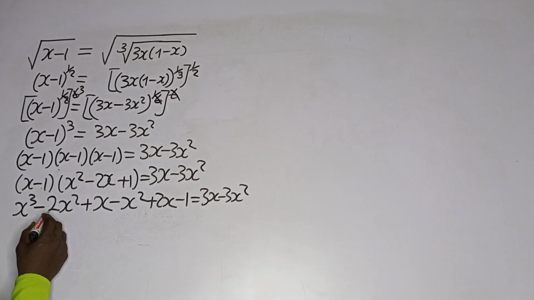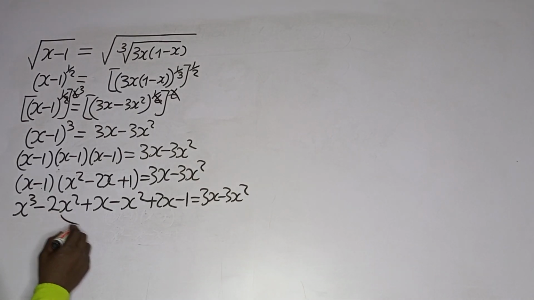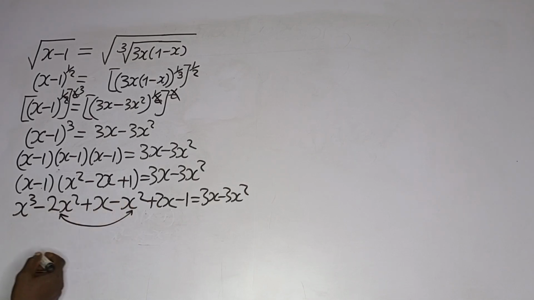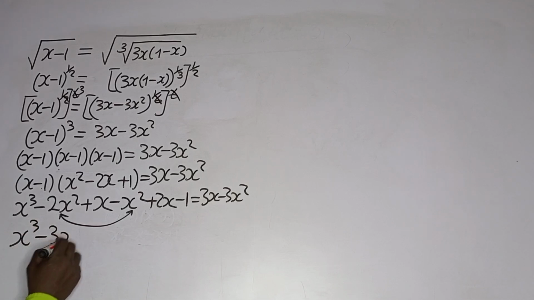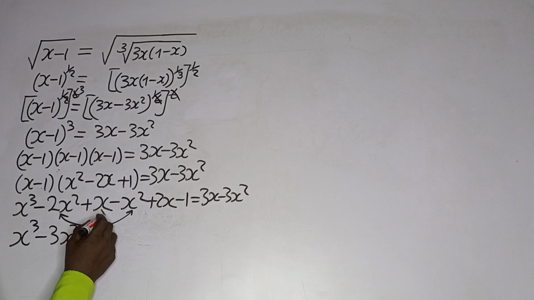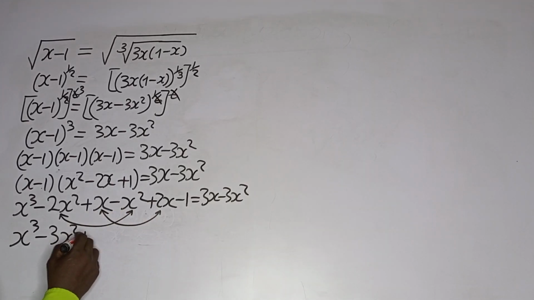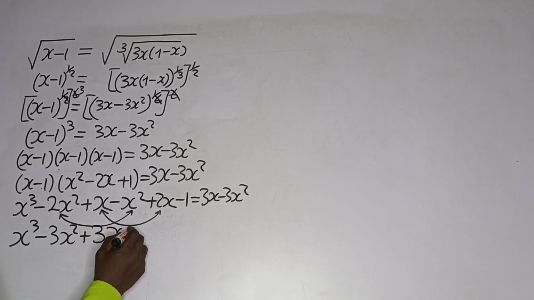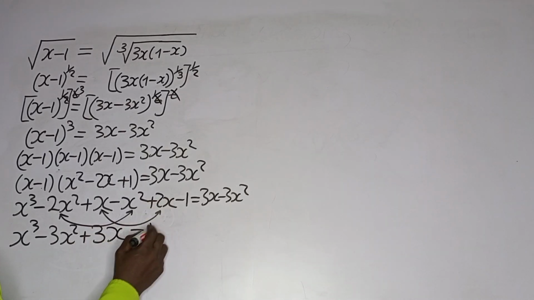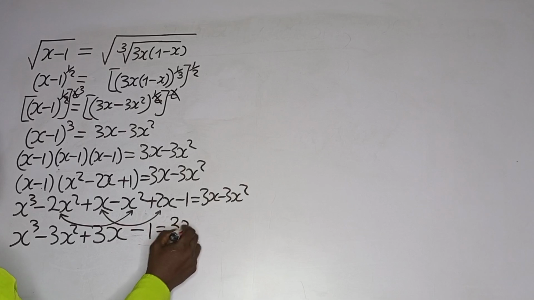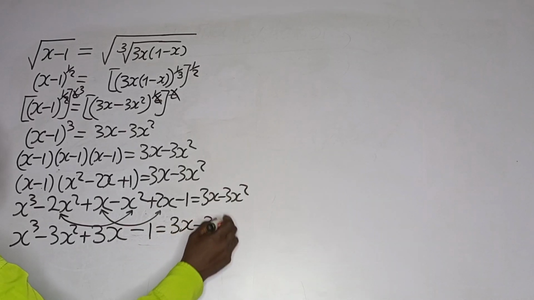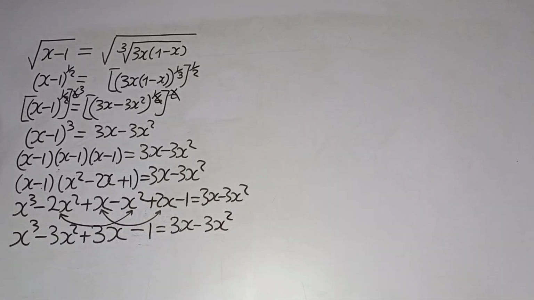Now we see negative 2x squared and negative x squared. That gives us negative 3x squared. So we obtain x cubed minus 3x squared. We also have x plus 2x. That gives us plus 3x. Then minus 1 is equal to 3x minus 3x squared.